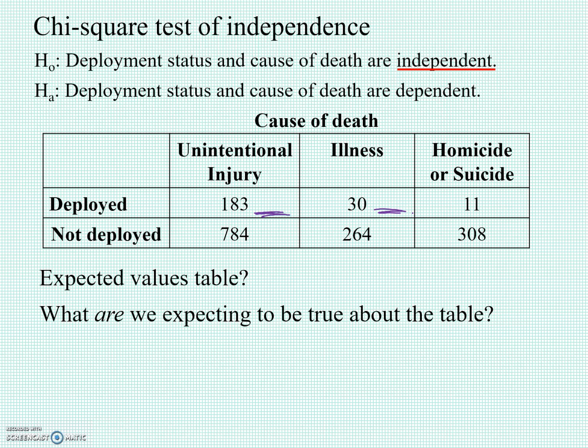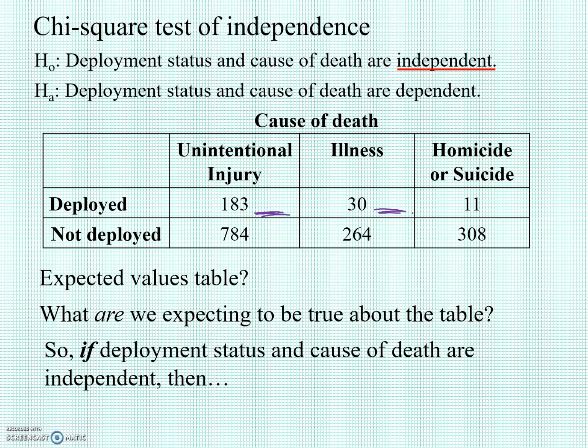So if that was truly the case, if deployment status and cause of death are independent, then the probability of A and B, the probability of someone being deployed and the probability of any type of cause of death, if they are truly independent, is equal to those two probabilities multiplied together. This was from way back at the beginning of the year. You might need to go back and check some of that, but if two events are independent, the probability of A and B occurring is simply the probability of A times the probability of B.